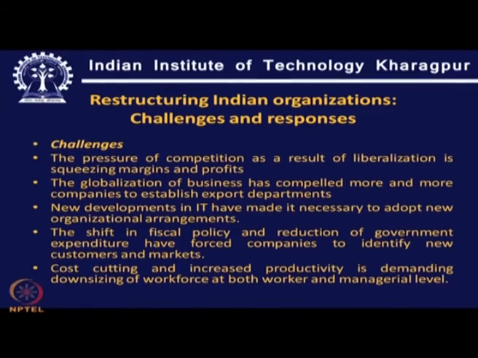New developments in IT have made it necessary to adopt new technological arrangements. The shift in fiscal policy and reduction of government expenditure have forced companies to identify new customers and markets. Then cost cutting and increased productivity is demanding downsizing of workforces at both worker and managerial level. These are some of the challenges which are being faced by the Indian organizations.